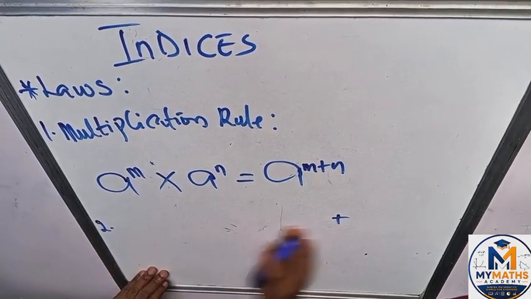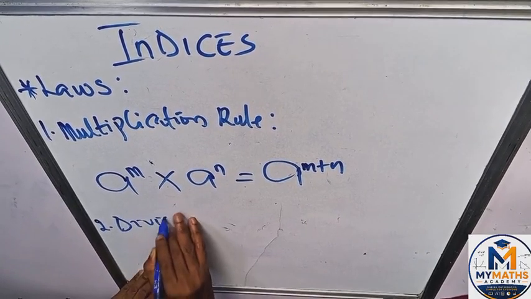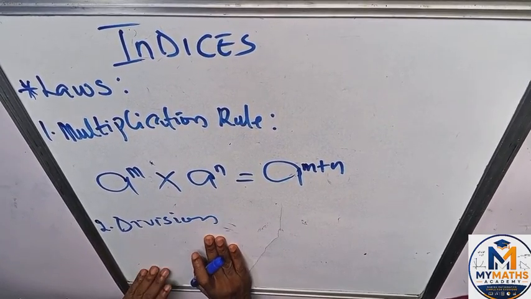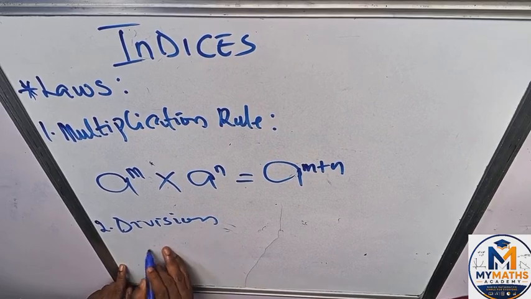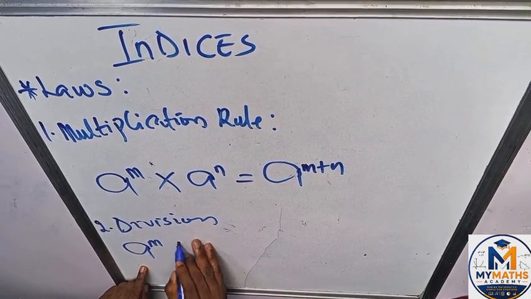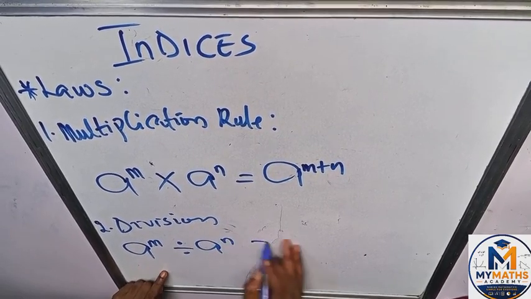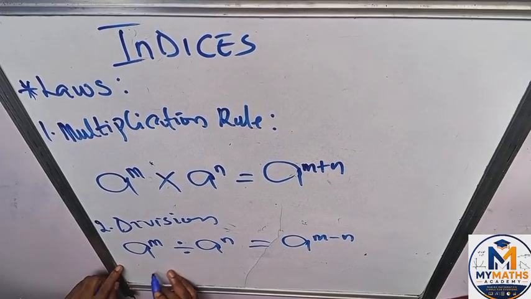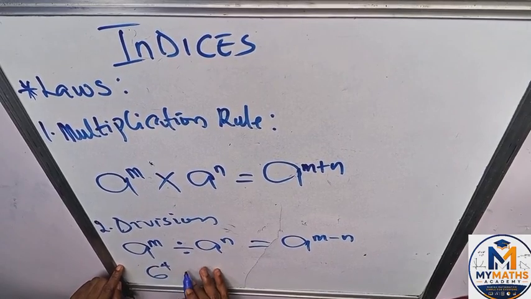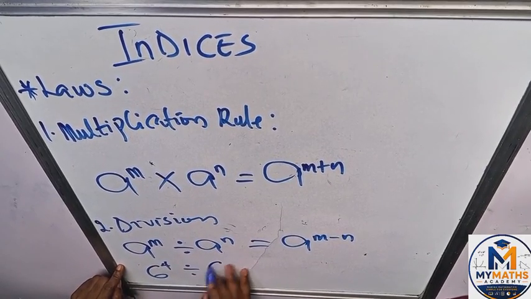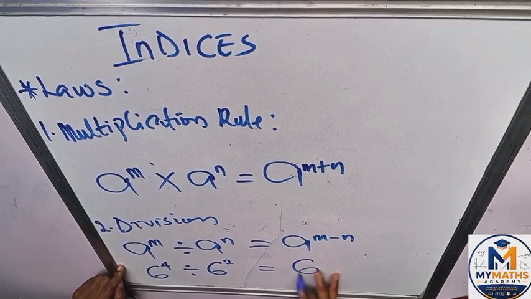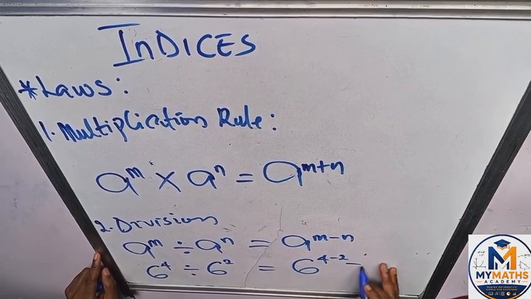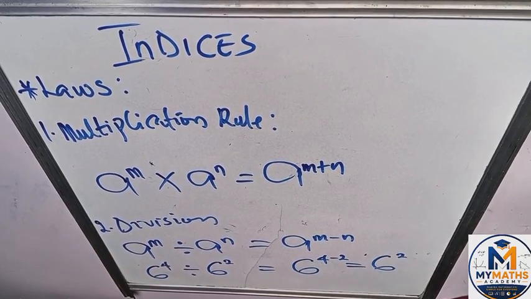Number two is what we call the division rule. For example, if I have a raised to power m divided by a raised to power n, then it's going to be a raised to power m minus n. Are you clear? Let's say, for example, if I have 6 raised to power 4 divided by 6 raised to power 2, then it's going to be 6 raised to power 4 minus 2, which is equal to 6 raised to power 2. Okay, this is what we call the division rule.